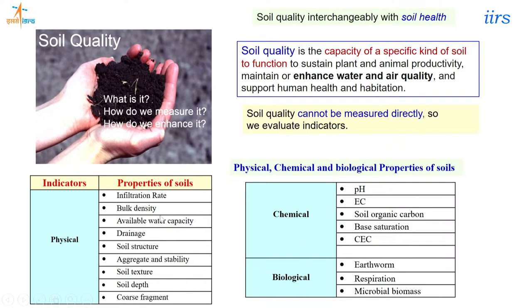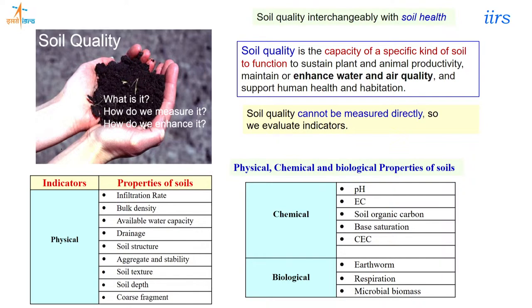These are the bulk density, drainage, soil texture, depth. These are the physical properties. pH, EC, organic carbon, base saturation, cation exchange capacity are the chemical properties. And biological properties: earthworms, respiration, microbial biomass. So using these properties, we can assess the soil quality.